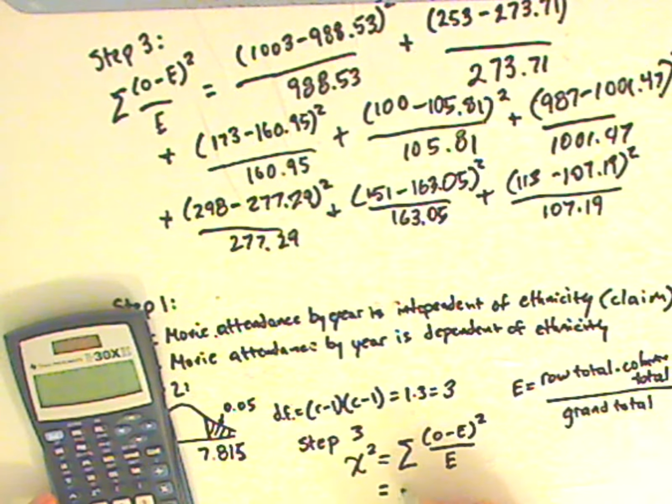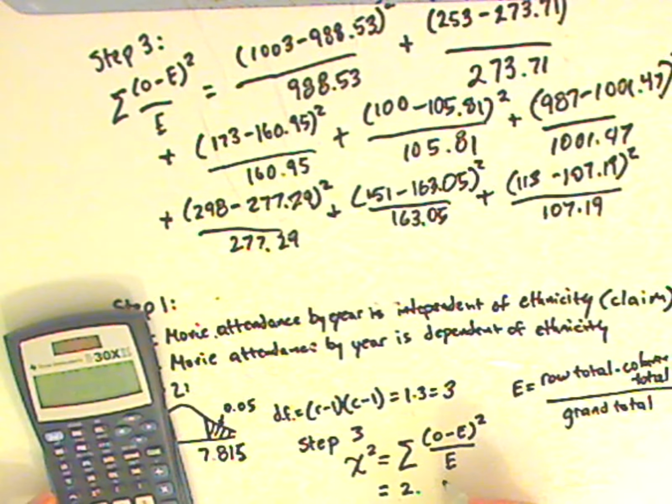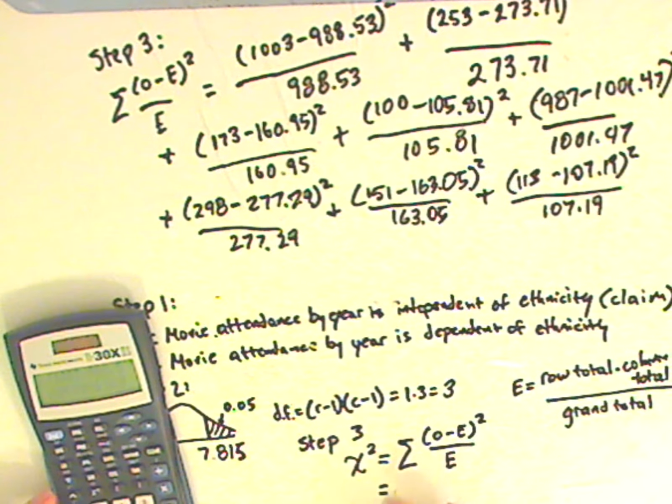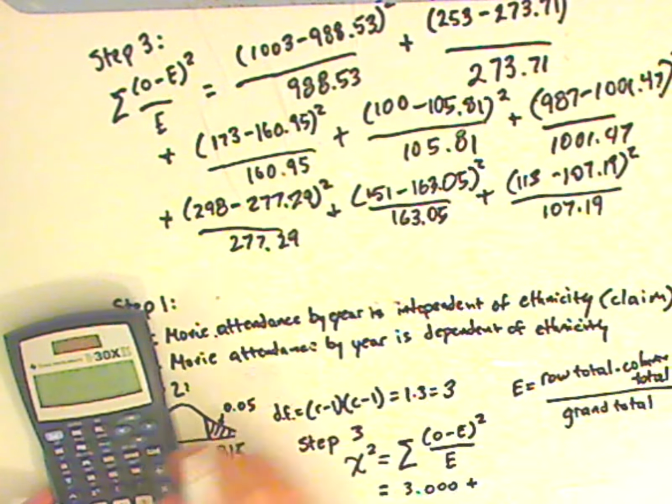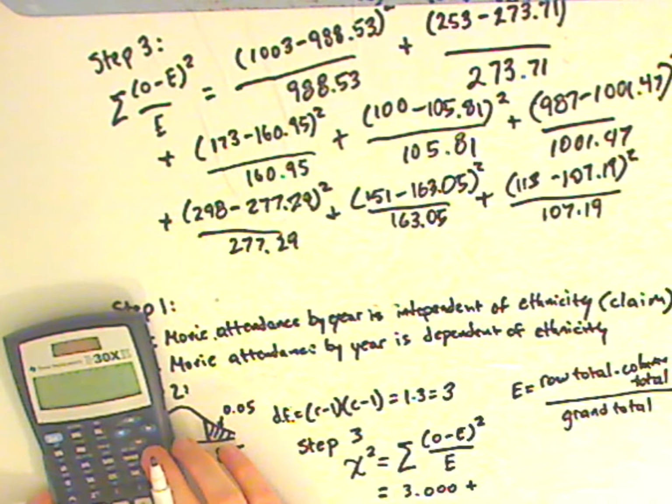And I get approximately 2.9999999. So it's approximately 3.000. And again, I'm rounding to 3 decimal places because my critical value is at 3 decimal places. Now let me do the last 4.